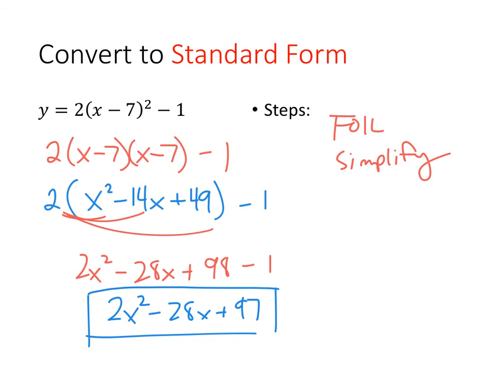Now if I wanted to, I could do negative b over 2a, and guess what I would find? I would find that I have a vertex here of (7, negative 1). And so the idea is that we can still use the same information to find the same stuff that we use the vertex form for.